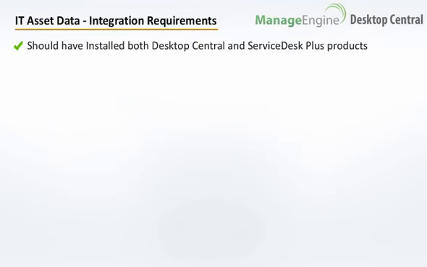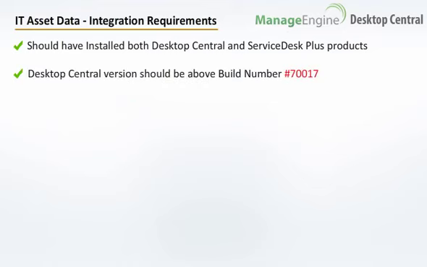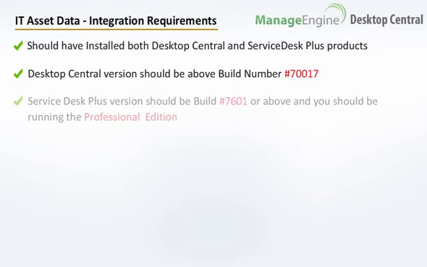You should be running both Service Desk Plus and Desktop Central in your network. Desktop Central build number should be 70017 or above. The Service Desk Plus build number should be 7601 or above, and you should be running the Professional Edition.